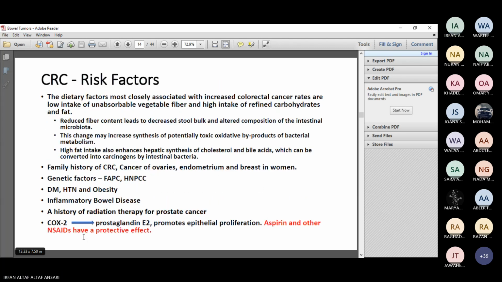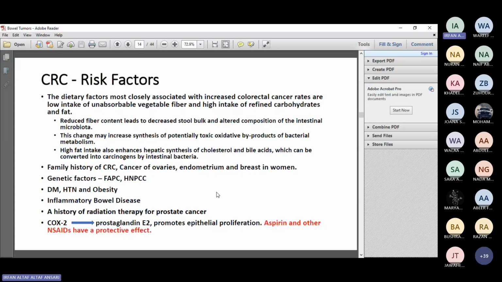Clear? Yes, clear, doctor. Is it clear for you all or not? Yes, it is. Now you can understand in a better way the risk factors of colorectal carcinomas.